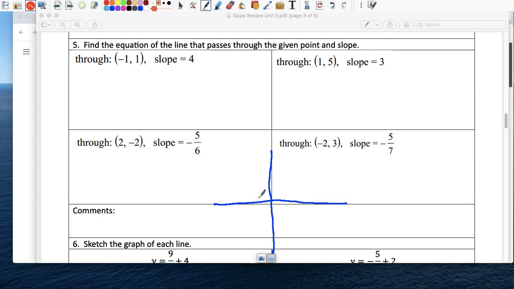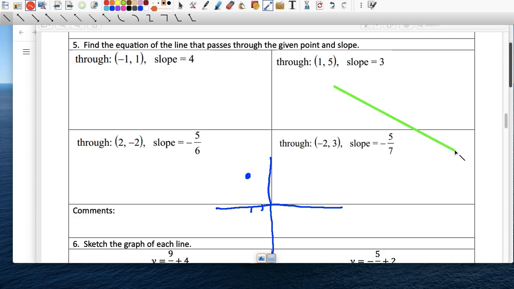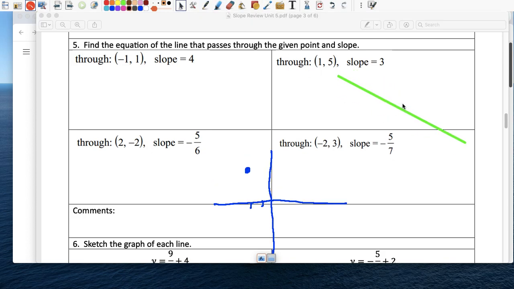Negative 2 and 3 is negative 1, 2, and 3 up. Somewhere around here is our point negative 2. We have a line that's coming, that's negative, that's one, right? And it's going to go through negative 2 and 3. Here's my line. So they're asking us, step 1, find this y-intercept, and then give me the full equation.